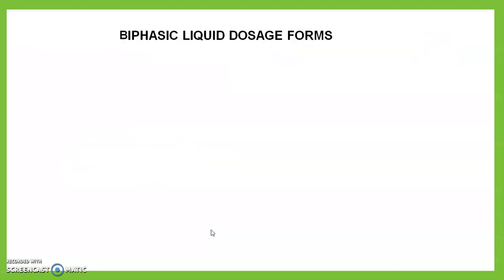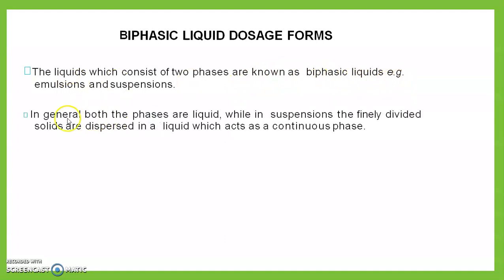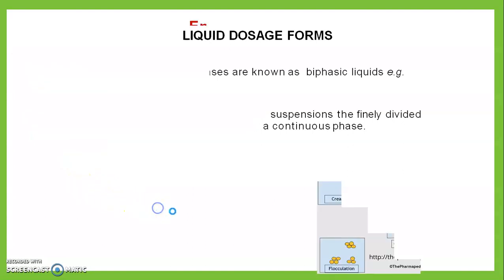First of all, we see what is meant by biphasic liquid dosage forms. The liquids which consist of two phases are known as biphasic liquids. Examples are emulsion and suspension. In an emulsion, both the phases are liquid, while in a suspension, finely divided solids are dispersed in a liquid which acts as a continuous phase. There are two types, emulsion and suspension. We see them one by one.